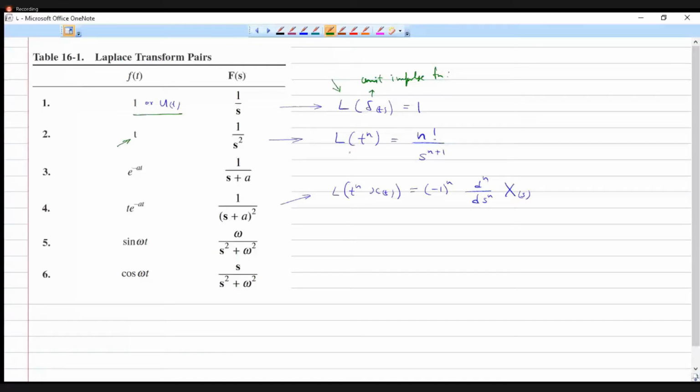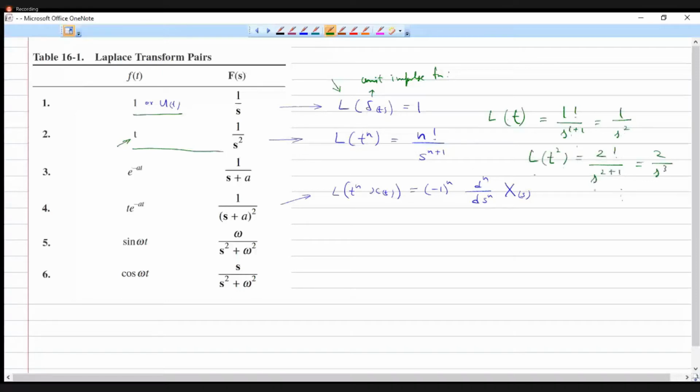and the general expression is L of t power n is given by n factorial by s raised to n plus 1. Okay. So, for example, let us take this case. So, actually, we are having t raised to 1. So, that will be equal to 1 factorial divided by s raised to 1 plus 1. So, that is how we got it equal to 1 by s square. So, the Laplace transform of t is 1 by s square. Similarly, you can find the Laplace transform of t square, which is given by 2 factorial divided by s raised to 2 plus 1, which is equal to 2 by s raised to 3. Similarly, you can find the Laplace transform of t power n, which is given by this equation. L of t power n is equal to n factorial divided by s raised to n plus 1.